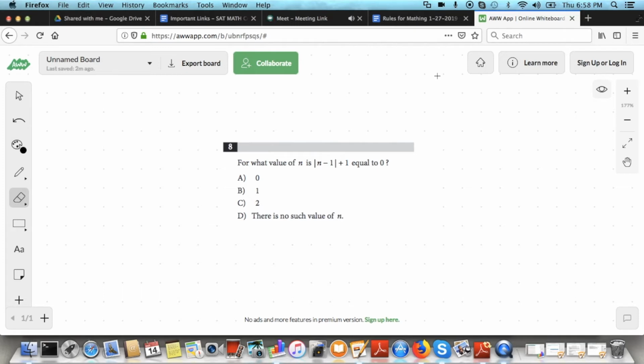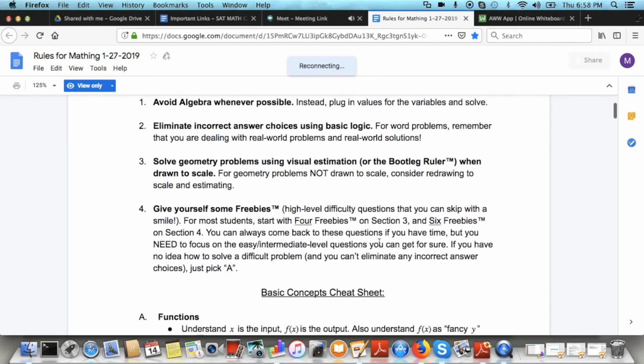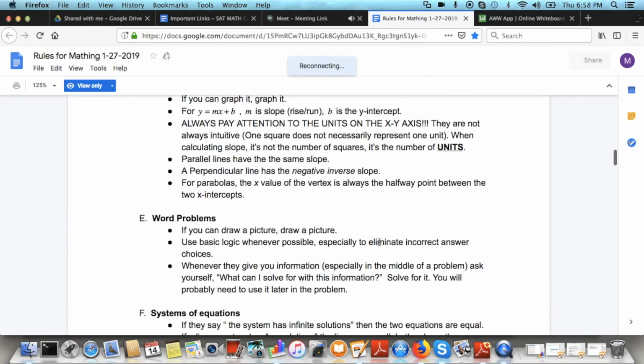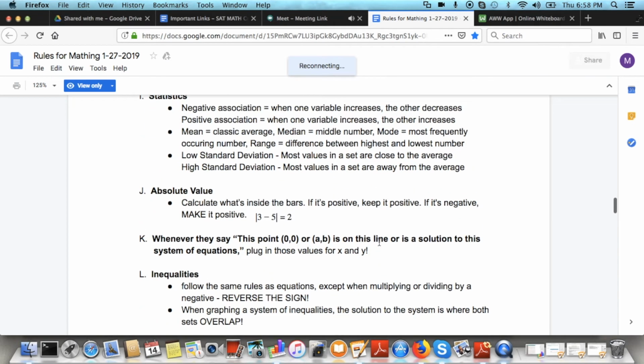And you can say not really. Okay, that is okay. Because it is on the basic concept cheat sheet on the rules for mathing. It is basic concept J. Can you guys see that on the screen? Yes. Absolute value. Okay. Caroline, go ahead and read the deal with absolute value.